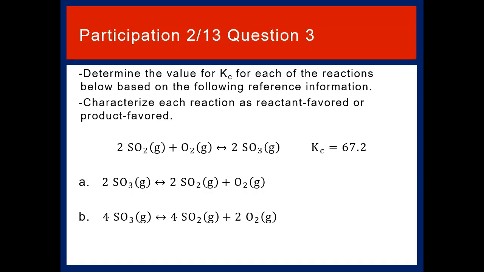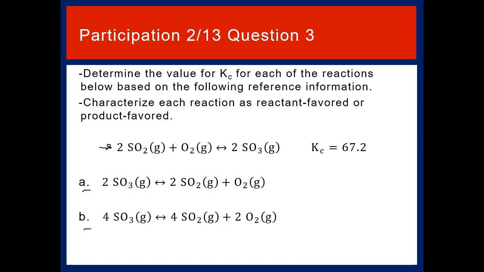Participation 213, question 3. Determine the value of Kc for each of the reactions below based on the following reference information, and characterize each reaction as reactant favored or product favored. So the reference information I have is this reaction: 2 SO2 gas and O2 gas yields 2 SO3 gas, and Kc for that is 67.2. So then the two reactions I want to know the value of Kc and whether or not it's reactant favored or product favored are these, A and B.